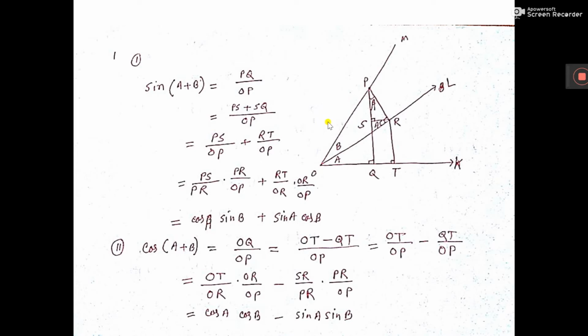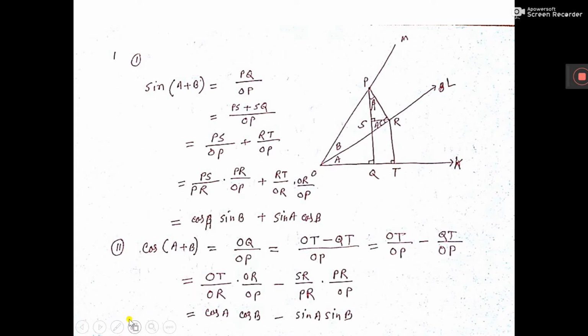Now from the point P, I have drawn perpendiculars on OK and on OL. So PQ is one perpendicular, PR is another perpendicular. Now from R, again I have drawn perpendicular RT on OK and RS on PQ. Now see, RSQT is a rectangle. So SR is equal to QT and SQ is equal to RT.